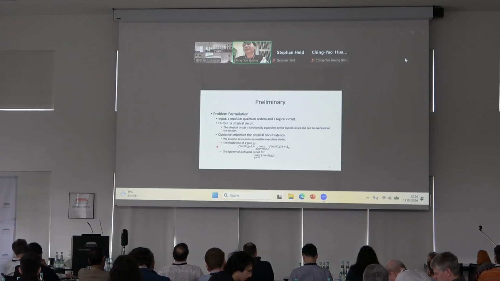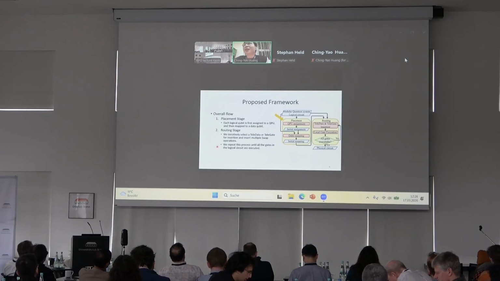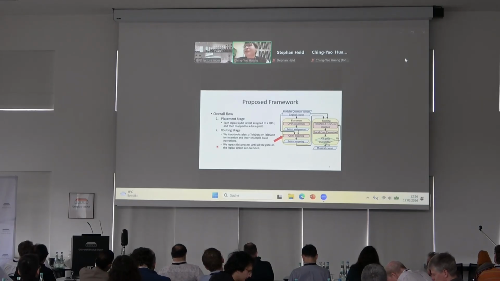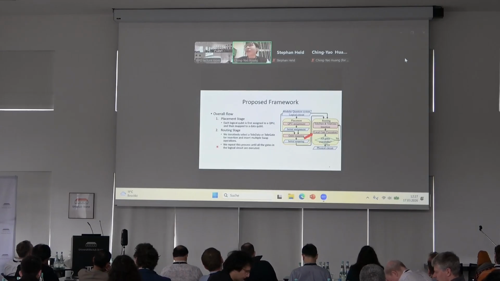In our framework, there are two main stages, placement and routing. In the placement stage, each logical qubit in the logical circuit is first assigned to a QPU in the given modular quantum system. And then we map each logical qubit to a data qubit within that QPU. In the routing stage, we iteratively select a tailored data or tailored gates for insertion, and then we insert multiple swap operations to execute the gates that do not require any additional tailored data or tailored gate.